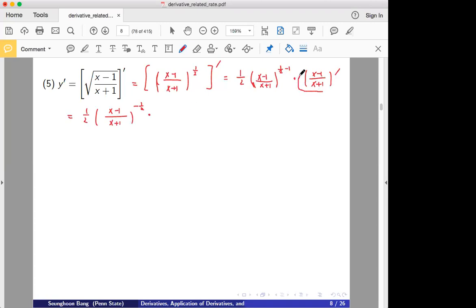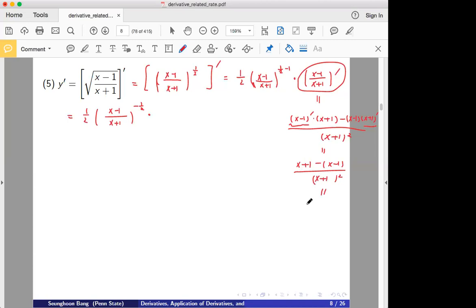How can you solve this one? You can use the quotient rule: top prime times bottom, minus top times bottom prime, over bottom squared. (x minus 1) prime is just 1. 1 times (x plus 1) is x plus 1, minus the same. (x plus 1) prime is just 1, so negative (x minus 1), over (x plus 1) squared.